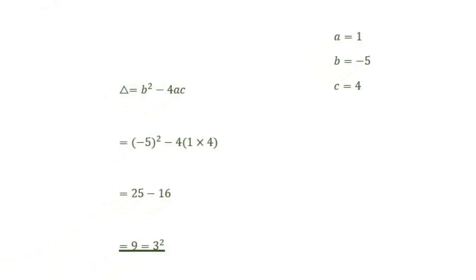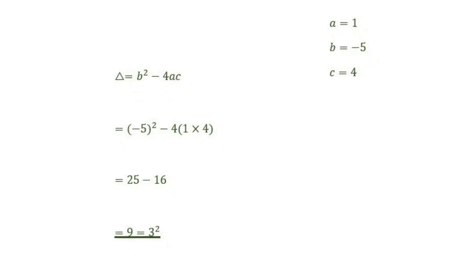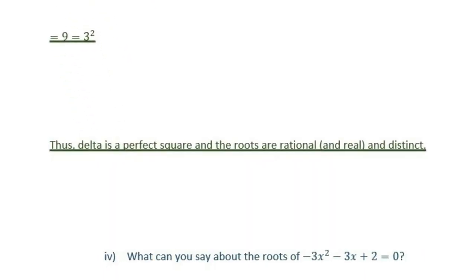We substitute these again, so b squared becomes -5, the negative and the 5 all in brackets, squared, and -4 times a times c becomes -4 times 1 times 4. That leaves us with 25 minus 16, or 9. Now 9 is a perfect square, so it can be written as a rational number squared, in this case 3 squared. As delta is positive and a perfect square, the roots are rational and real (in brackets there), and distinct.